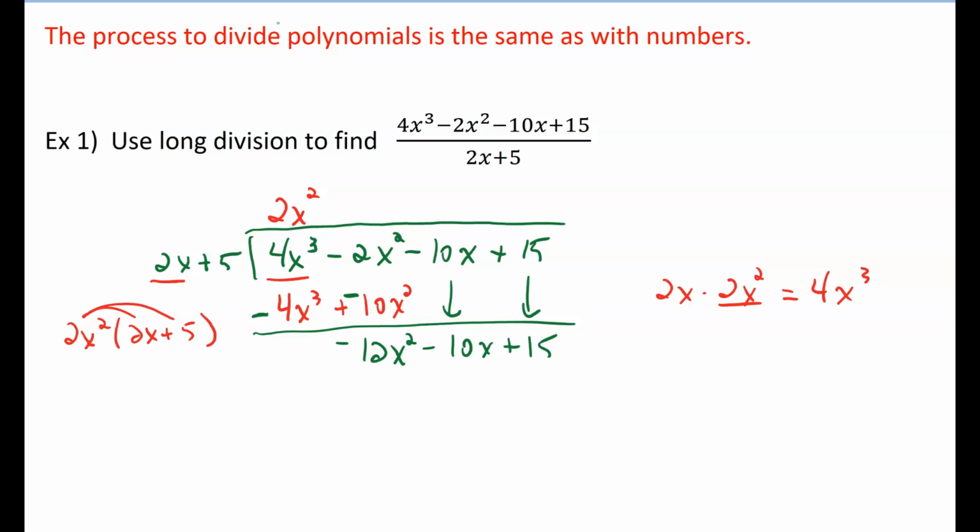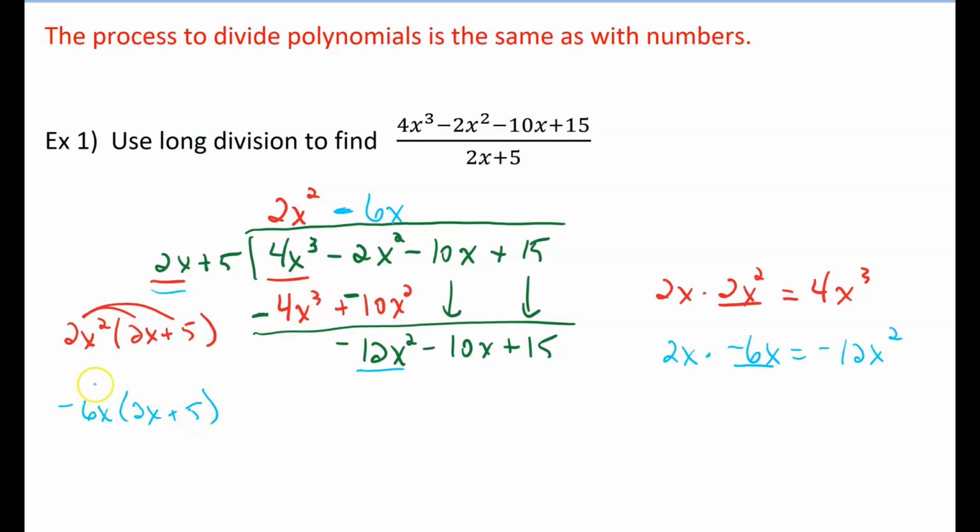Okay. I'm going to look again at the first terms of the new line, however, now. So the first term is negative 12x squared, and again, I'm comparing the divisor of 2x. So same thing, asking myself, 2x times what is going to give me the negative 12x squared? Negative 6x. And we will write that on top here, minus 6x. And just like we did with our long integer division, I'm going to take that negative 6x and multiply it to the whole divisor.